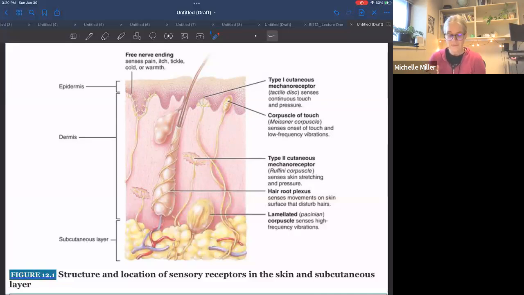Now, we also have mechanoreceptors that are wrapped around the hairs in our dermis so that you can tell if the wind is blowing over the surface of your skin or an insect is crawling on the surface of your skin. So those would also be touch receptors. Then we have these corpuscles that are sensing other types of vibrations. And so your skin can feel vibrations.